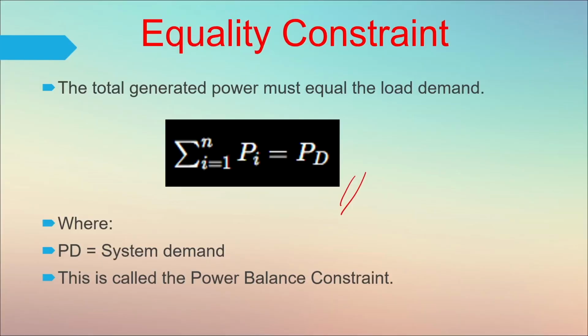So, if you are finding a feasible value, and you apply that feasible value into the objective function and get the minimal value, even then you should satisfy this constraint. What is this constraint? The summation of all Pi should meet the power demand or the system demand. That means the total generated power must equal the load demand, where PD equals the system demand. This is called the power balance constraint.